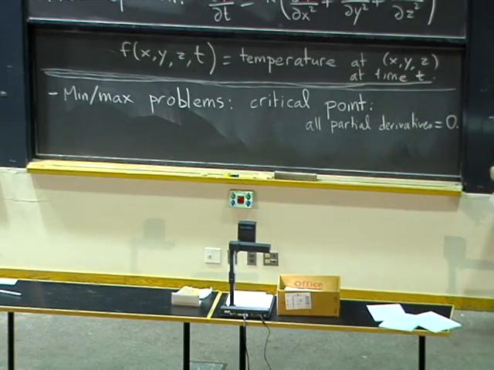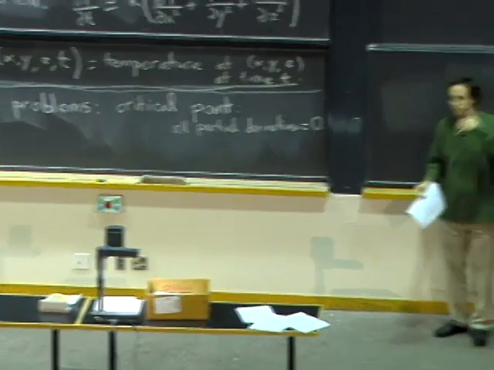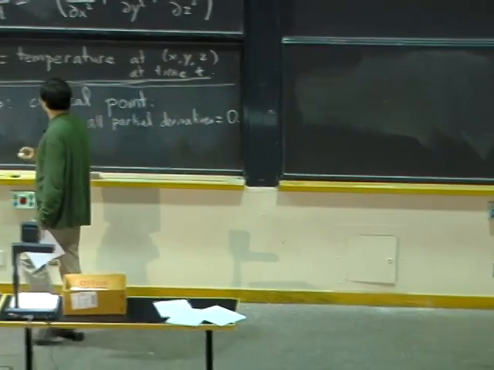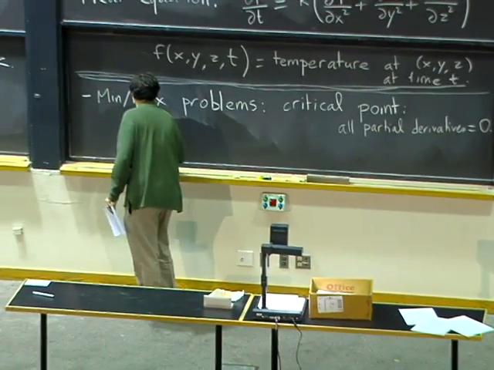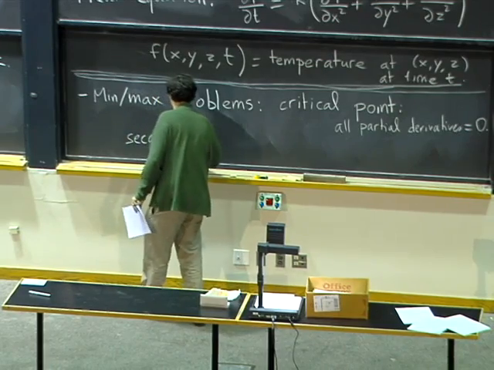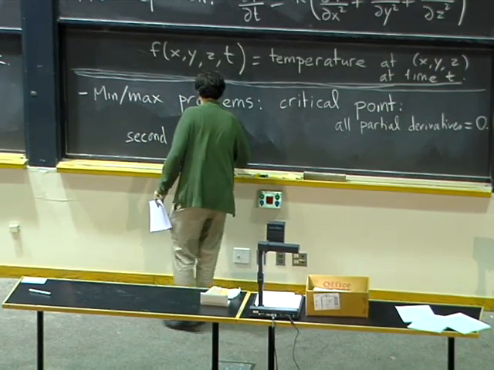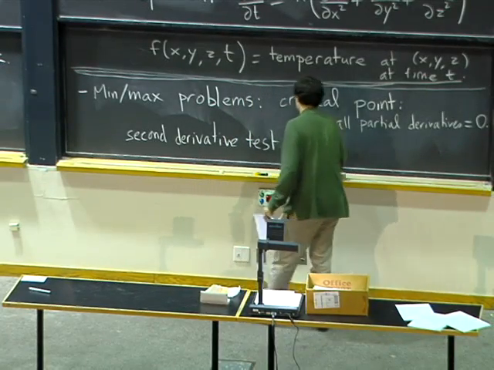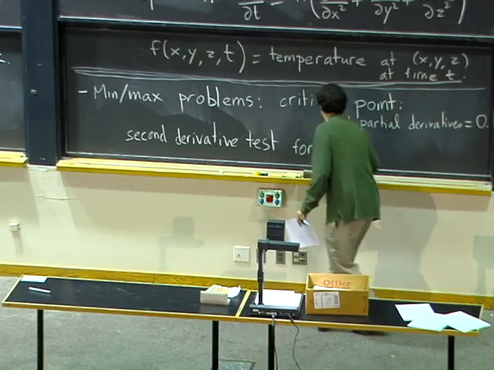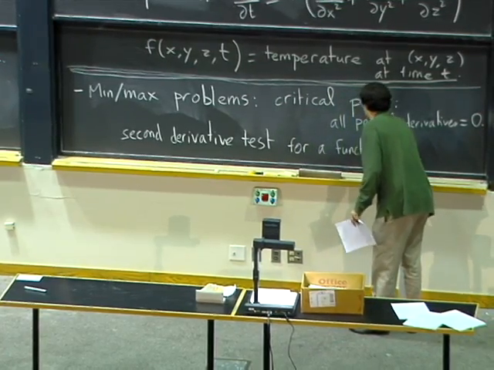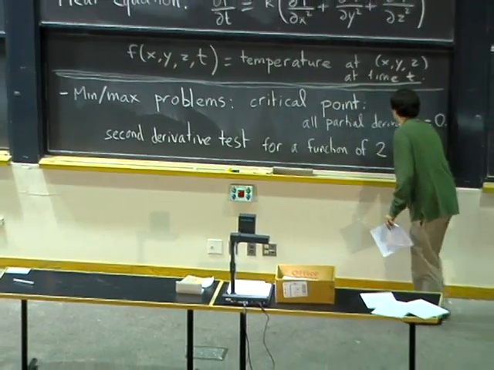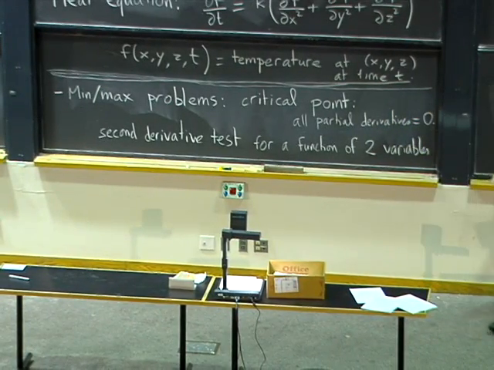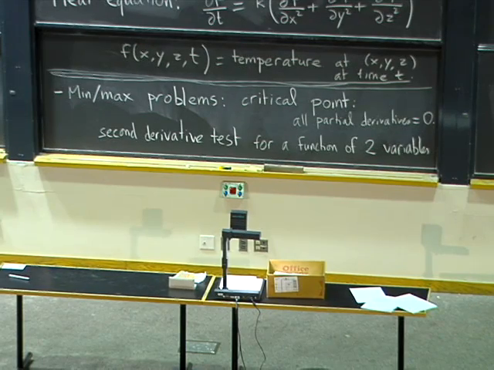And then there are various kinds of critical points. There are maxima, there's minima, but there's also saddle points. And we've seen a method using second derivatives to decide which kind of critical point we have. I should say that's for a function of two variables, to try to decide whether a given critical point is a minimum, a maximum, or a saddle point.